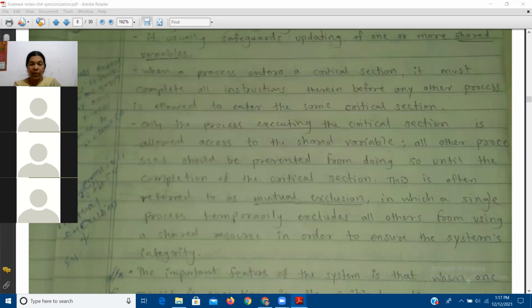Otherwise what happens? If more than one process is trying to enter the critical section, the system's integrity will be broken.